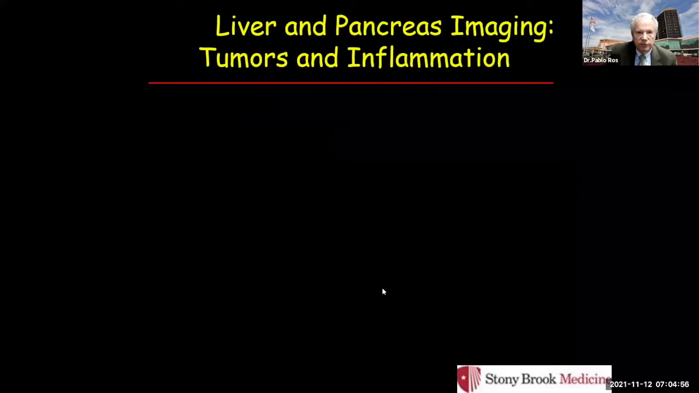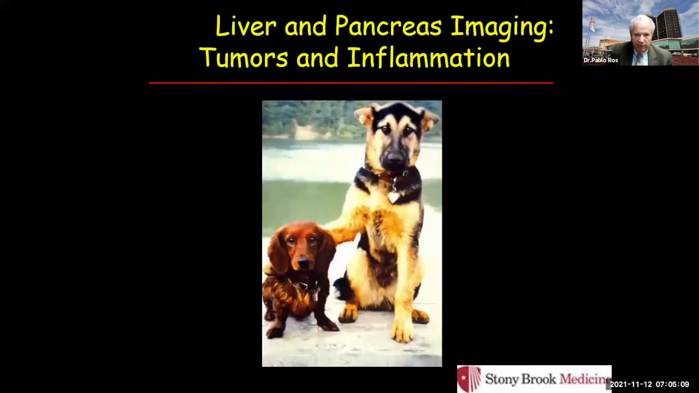So let's talk a little bit. I want to start talking about liver and pancreas imaging. Both liver and pancreas are key organs in the abdomen, but I always think about the relation between the liver and the pancreas with this picture. This is the liver, much more powerful, and this is the pancreas, which is smaller, longer, thinner, and cuter.